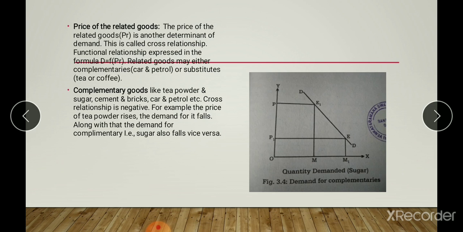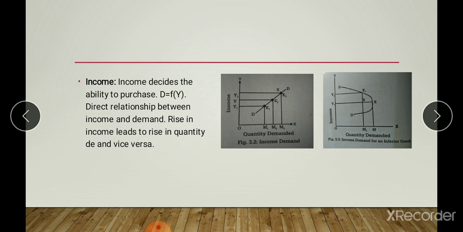And here, the income demand curve for superior or normal goods has a positive slope. Income demand curve for the inferior goods or Giffen good is backward bending. For example, it has a backward bending demand. As the income of a consumer increases, the quantity demanded for the inferior goods is decreasing.